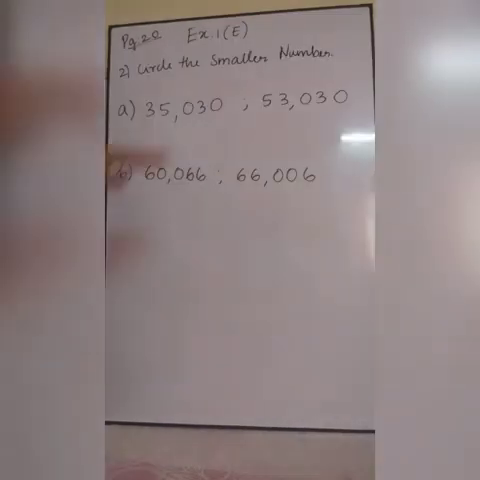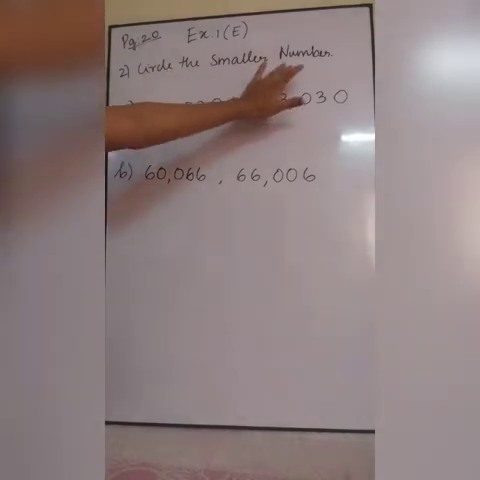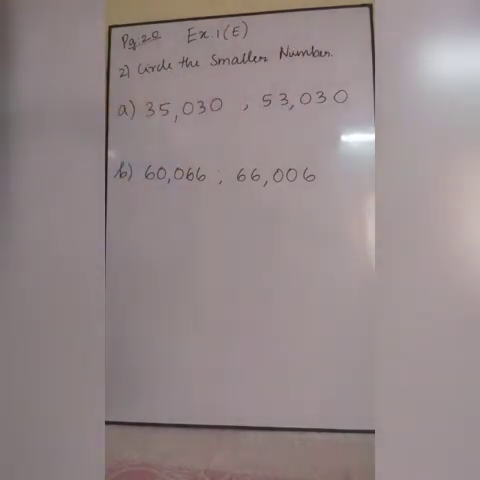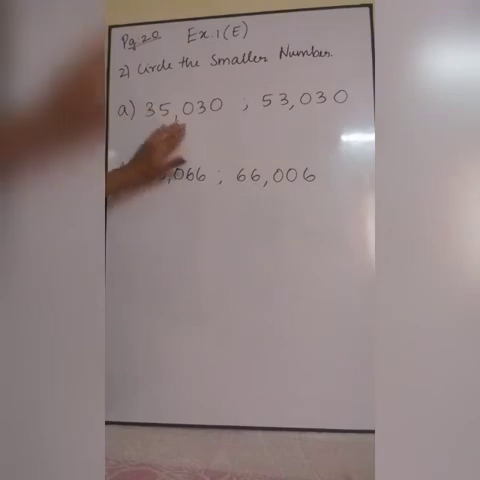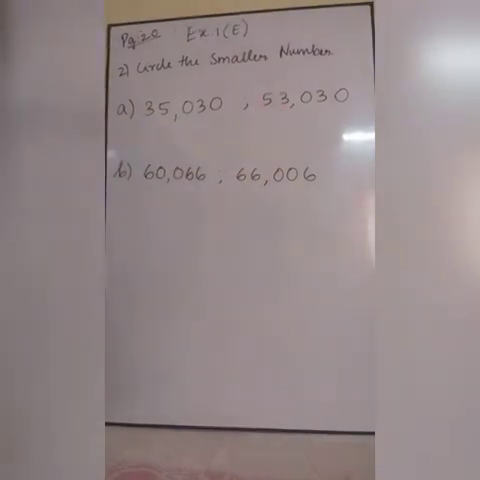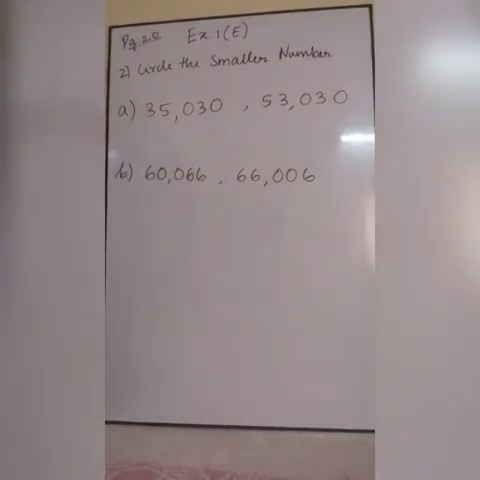Next is your second question. What's the second question? Circle the smaller number. In this we should circle the smaller number. Two numbers are given, and we are going to circle the smaller number. In the first question also we are just comparing, and the second question also we are just comparing. In both questions you can write in your textbook. You don't need to write in your fair note.